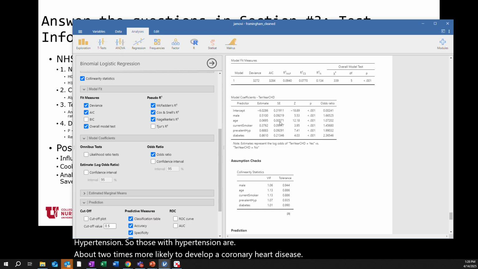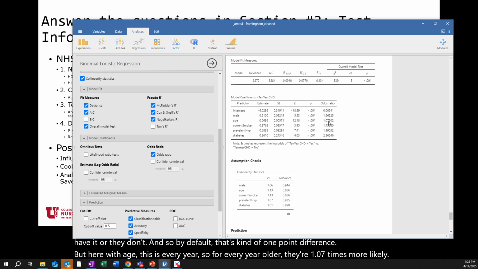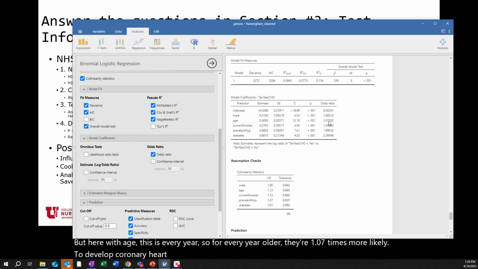The interesting one here is age. I wanted to just bring your attention to this. This is the only continuous predictor here, and the odds ratio is 1.07, which does not seem that big, but keep in mind that this is a difference for every 1 point change in the predictor variable. Now, all of these categorical variables, there's only a 1 point difference between them. They either have it or they don't. And so by default, that's a 1 point difference. But here with age, this is every year. So for every year older, they're 1.07 times more likely to develop coronary heart disease within 10 years.